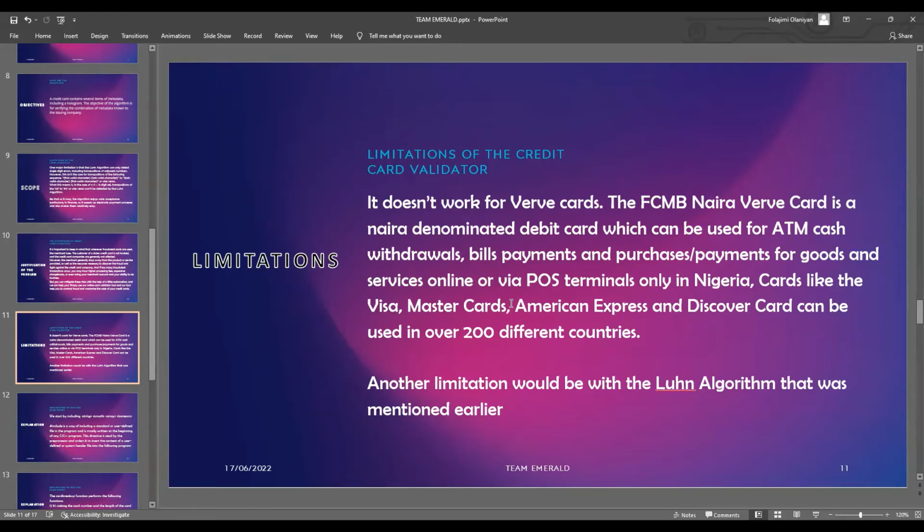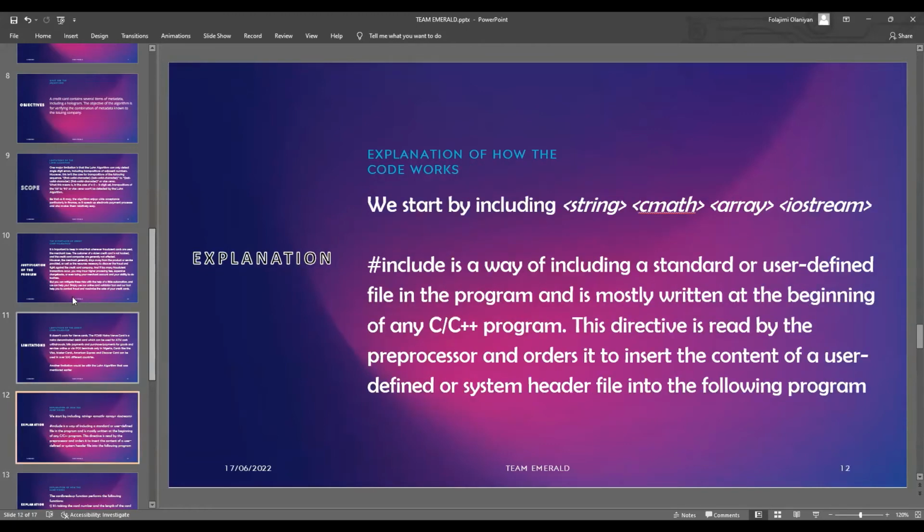Cards like the Visa card, the MasterCard, American Express, and Discover cards are used in over 200 different countries. That is why the credit card validator app only works for those cards and not Verve cards. Another limitation is the limitation of the Luhn algorithm that was mentioned earlier. So we've talked about the project, but does it actually work? So we are going to demonstrate the project now.